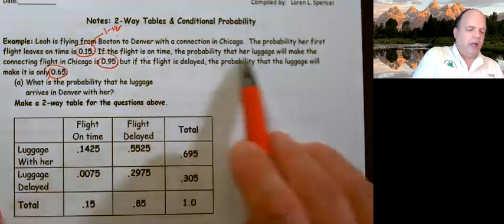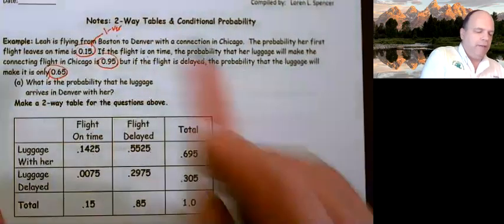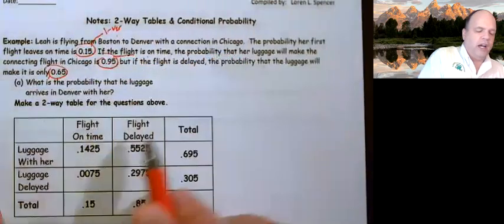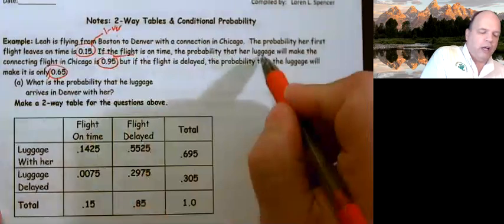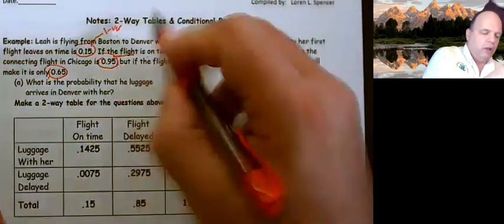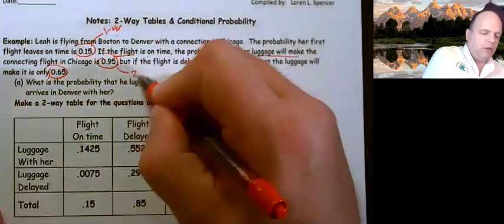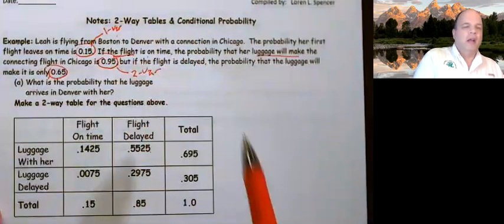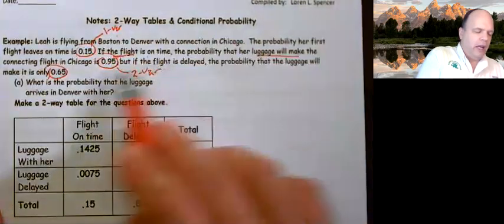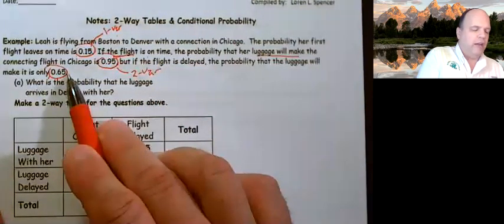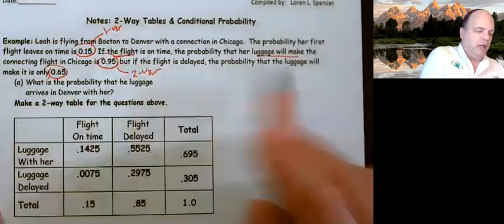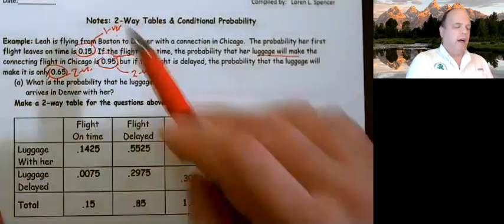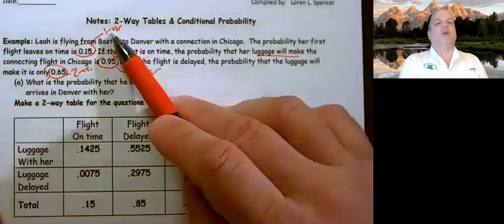The probability that her luggage will make it if the flight is on time, so there's a condition here. If the flight is on time, that's tied to the 0.95, and her luggage is also tied to it. So this is tied to two variables, the flight and the luggage. And then we have if the flight is delayed, so again, this 0.65 is tied to flight. It's also tied to luggage, so it's also tied to two variables. So we've correctly identified the one with one variable as 0.15.